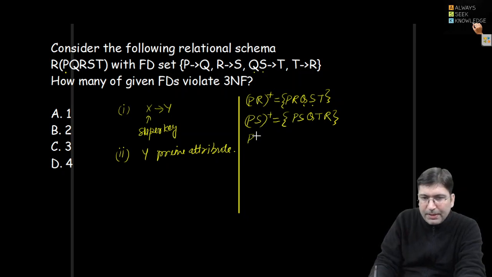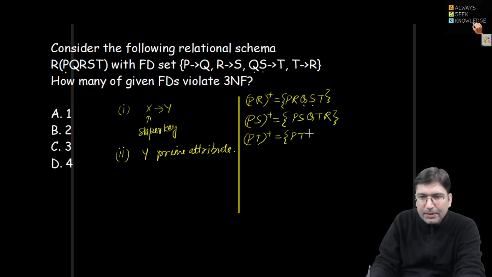Then let's try PT, whether PT can be a key or not. So PT will give us PT, and P can derive Q, and T can derive R, and R can derive S. So that means it is also capable of deriving every attribute of the relation. That means PT can also be the key.